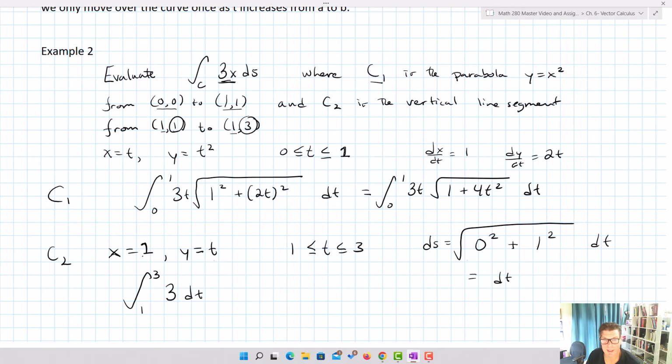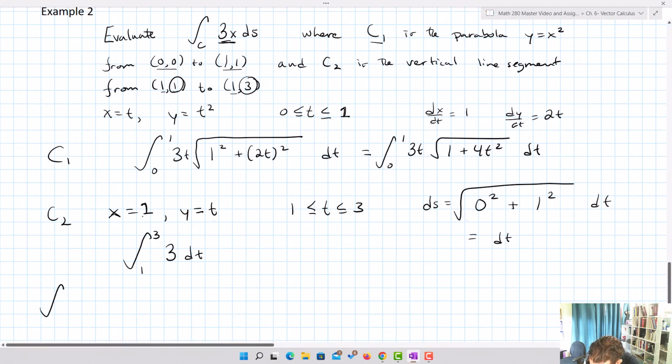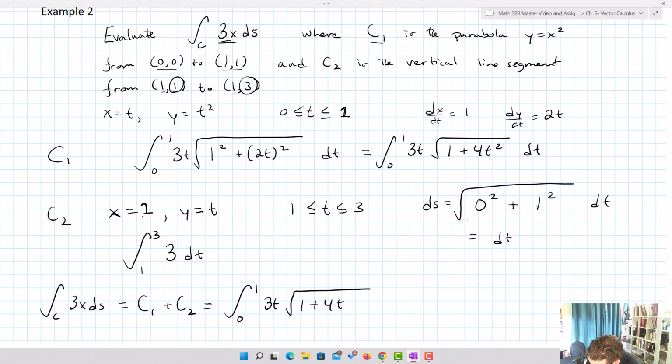That one, you shouldn't have a problem with integrating either. So the line integral over C, in this case, of 3x ds is going to equal C1 plus C2. We'll just add the two of them together, and that'll equal the integral from 0 to 1 of 3t times the square root of 1 plus 4t squared dt plus the integral from 1 to 3 of 3 dt. And that's the entirety of our line integral. And that actually gives us one of the properties that we can use when working with line integrals. Kind of great.